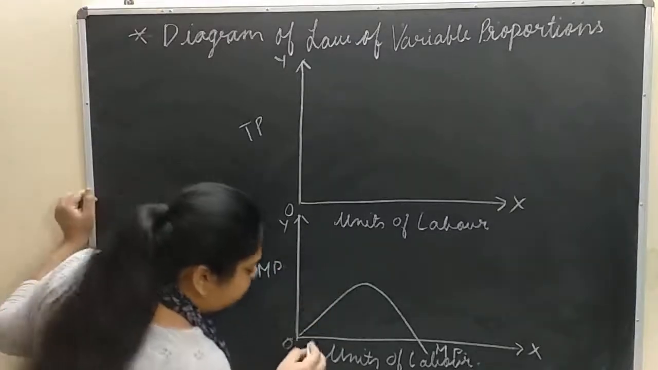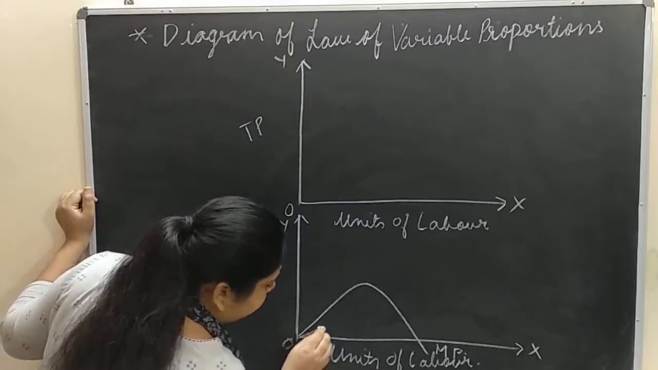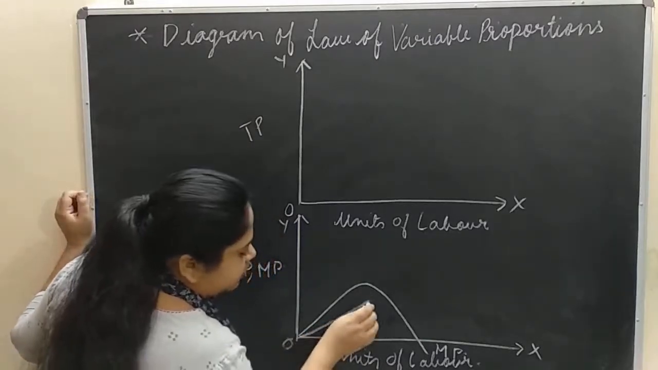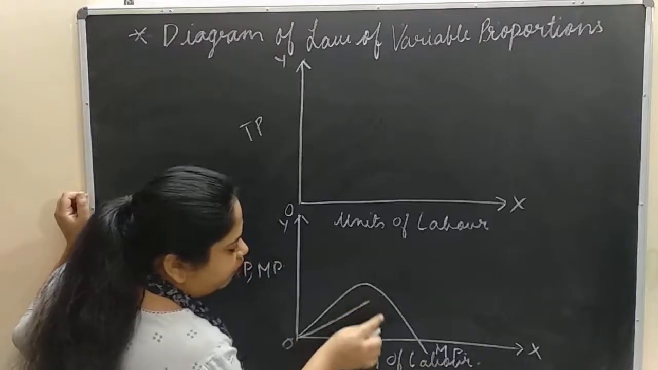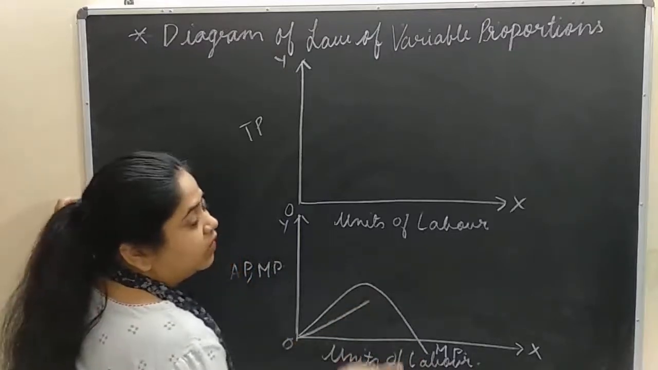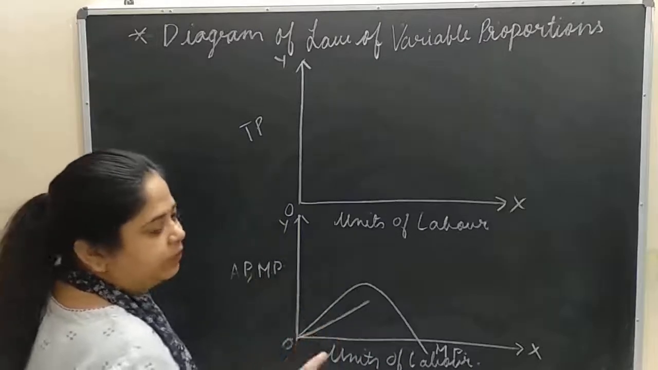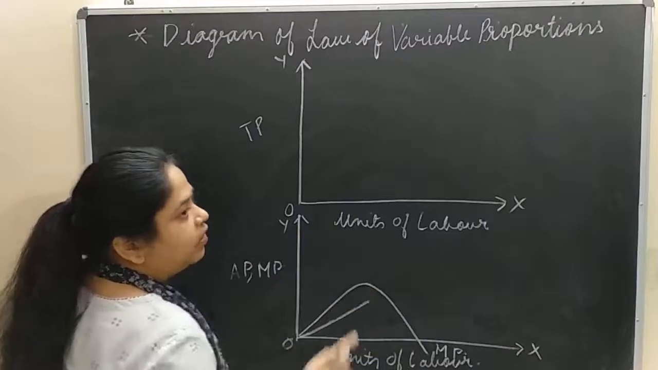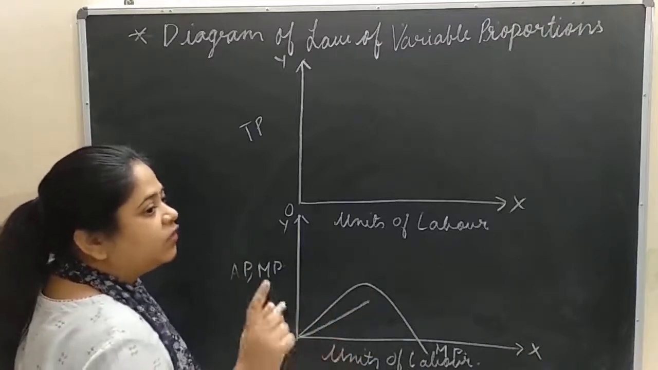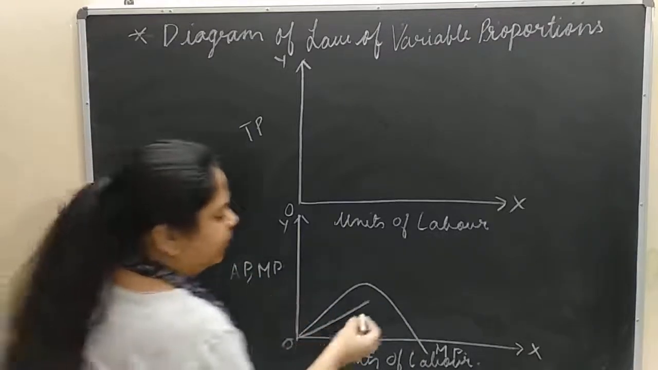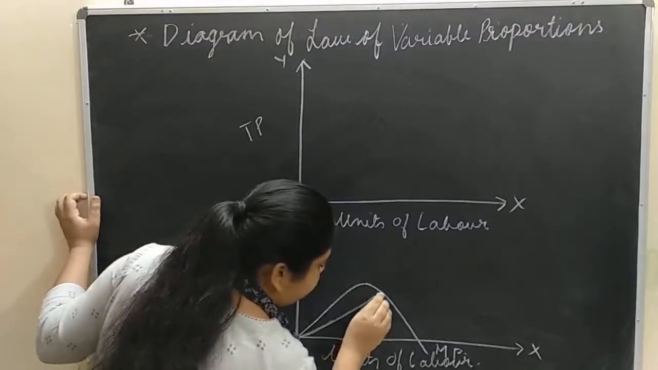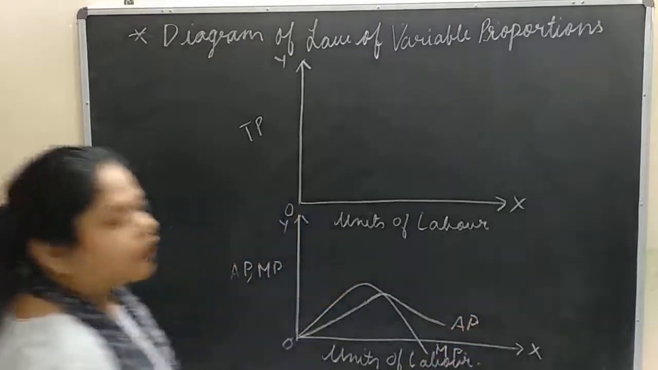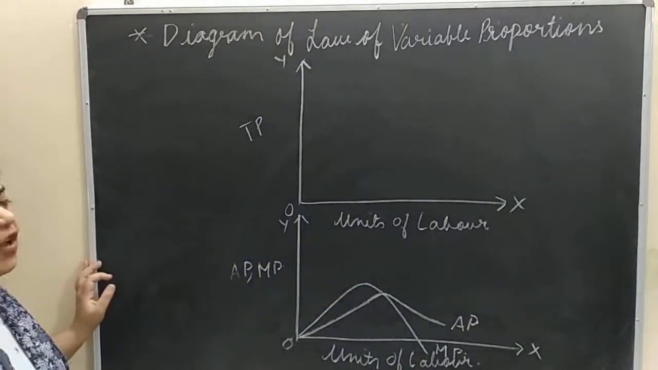Now the average product will be like this. I'll start from here and stop here, because wherever the AP curve meets the MP curve, that will be the maximum point of the AP curve. So this is the maximum point. This is AP, the average product curve.